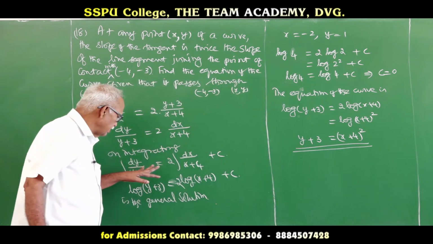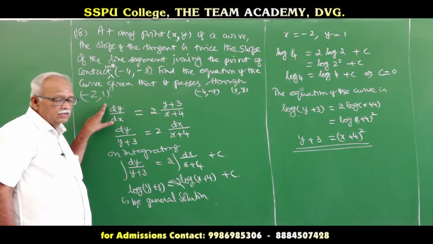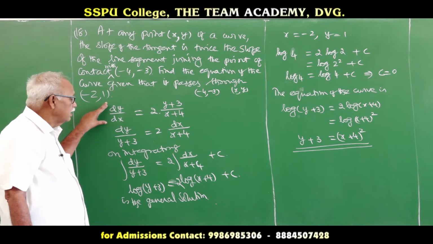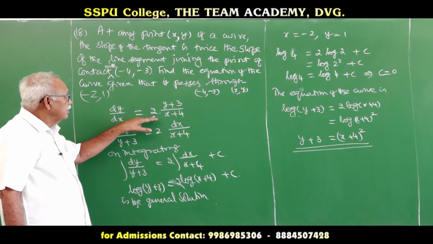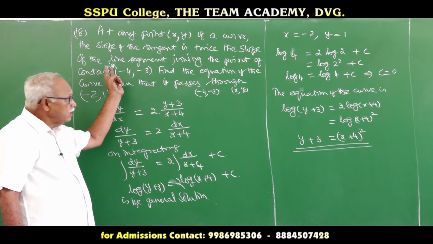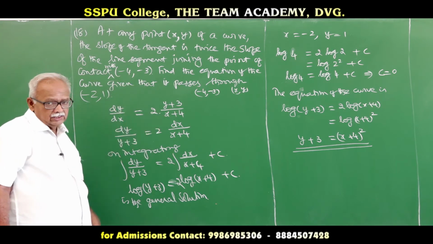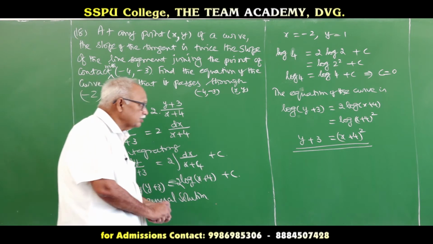In this, integration is very simple. The only thing we should understand is the statement, that is, the slope of the tangent is twice the slope of the line joining the point of contact with (minus 4, minus 3), that is 2 into (y plus 3) by (x plus 4). Okay. Next question.